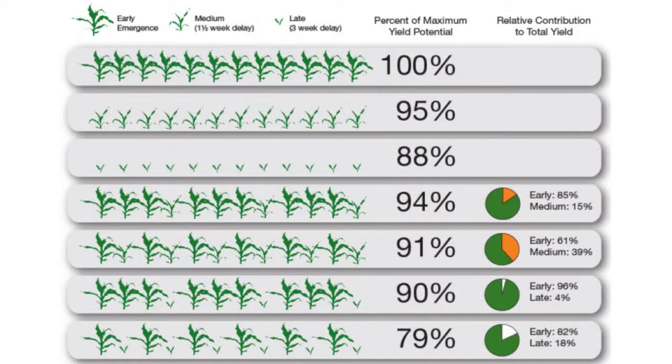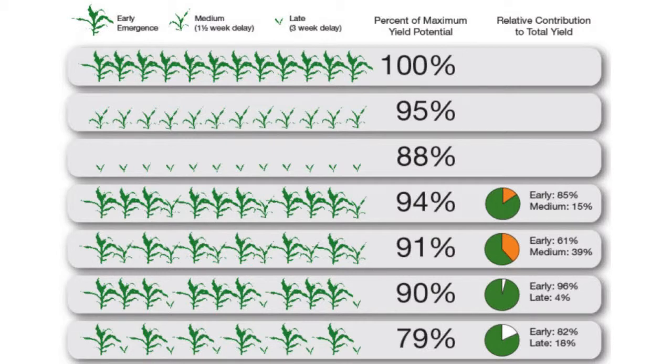Uniformity of emergence deals with the timing. Do the plants come up at the same time or are several delayed by several days? This study that you're looking at was actually done a number of years ago, but it's still very relevant today. This was published by the North Central Regional Extension.